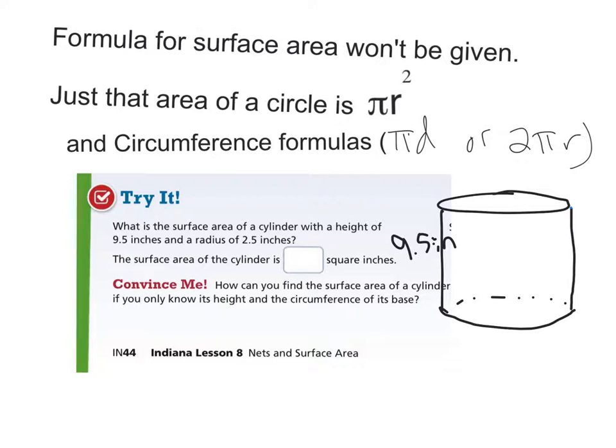I'm going to use a different color here so we can see that distinct from the other part. Again, the radius is only going to go halfway across the circle, right to the center. So this is what our cylinder looks like. Now we're going to find the surface area of this.